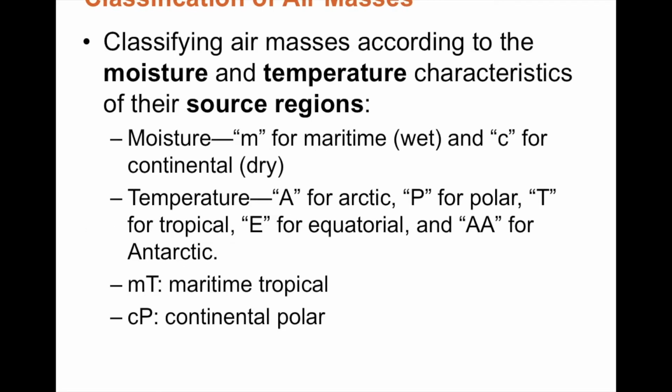The classification of air masses is according to the moisture and temperature characteristics of their source. So moisture: M for maritime or wet, and C for continental or dry. And temperature: A for Arctic, P for polar, T for tropical, E for equatorial, and AA for Antarctic. So an mT is a maritime tropical air mass, a cP is a continental polar air mass.